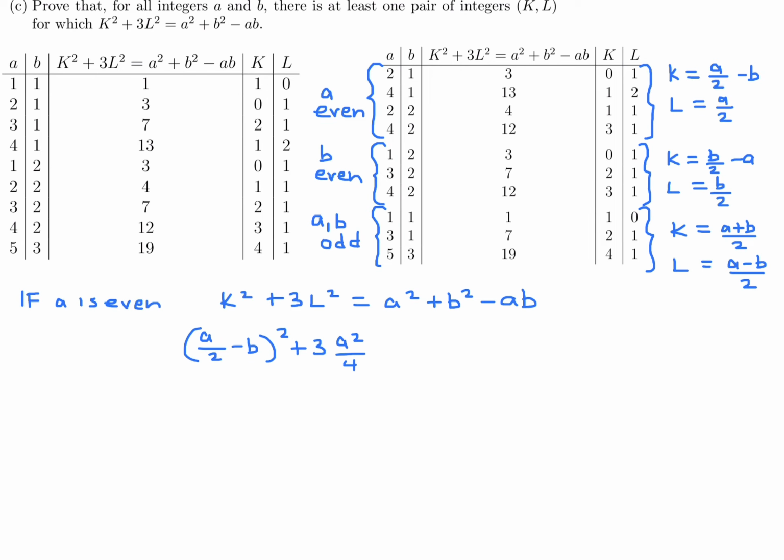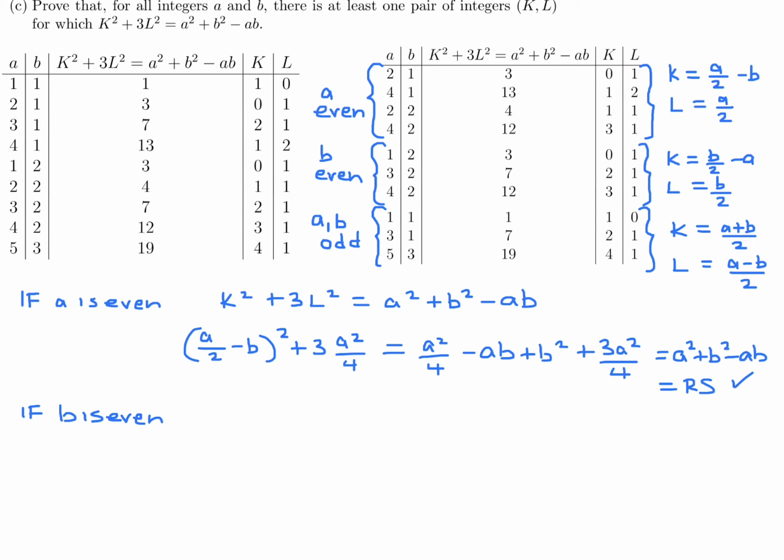We're just going to concentrate on the left side here. That gives me a squared over 4 minus ab plus b squared plus 3a squared over 4. And that is going to be a squared plus b squared minus ab. So that does indeed equal the right side. So there we go, we proved that one. And we do the same thing if b is even.